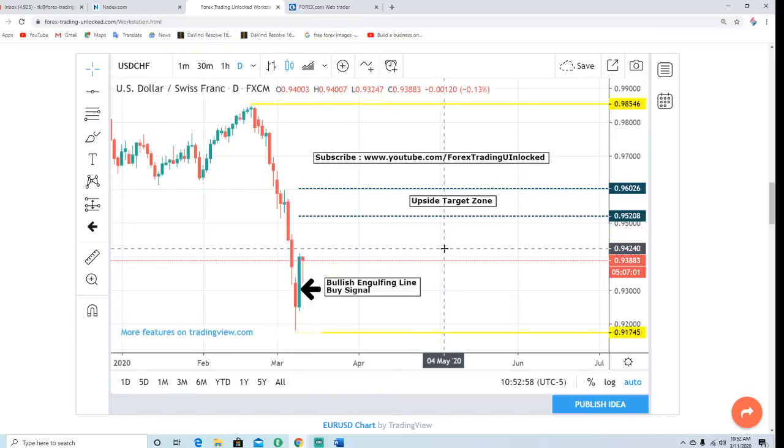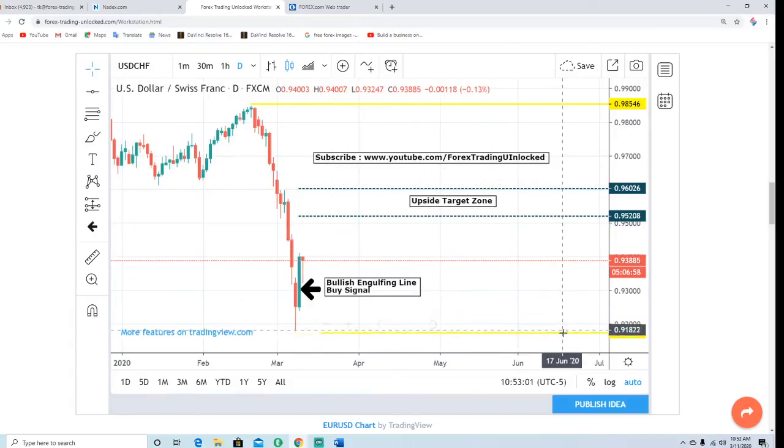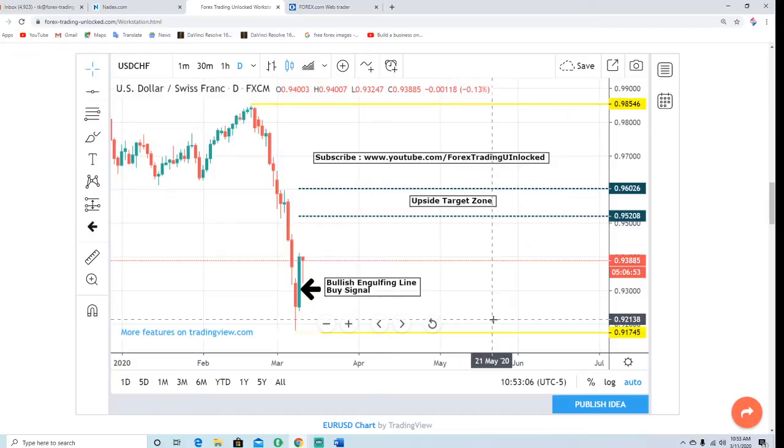So we have our buy signal. We know where our target is, and our risk is the low here of 91.74. Any failure from here definitely has us on the bearish side and out of this signal.